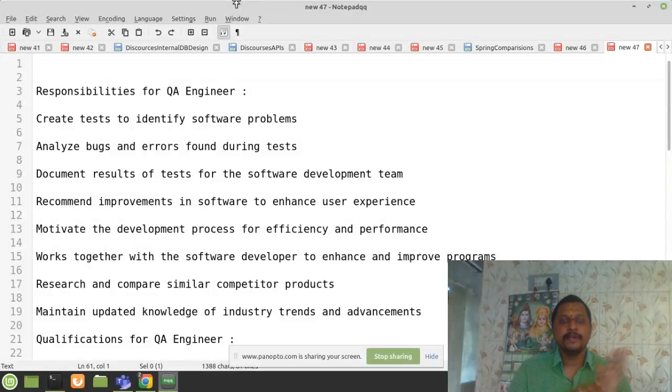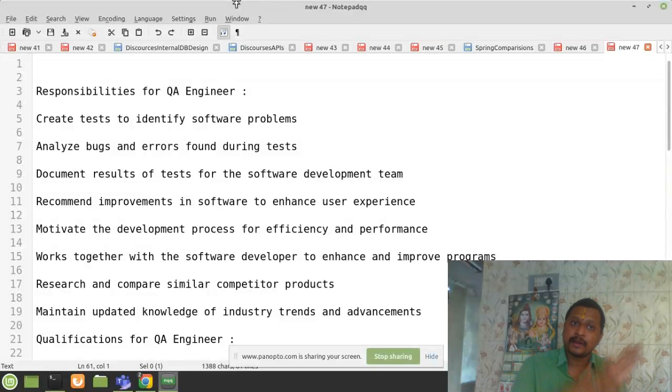And also he needs to maintain updated knowledge of industry trends and advancements. That means today industry has some trends. Previously, for example on the development side, if we used Java 7, now we need to upgrade to Java 8.